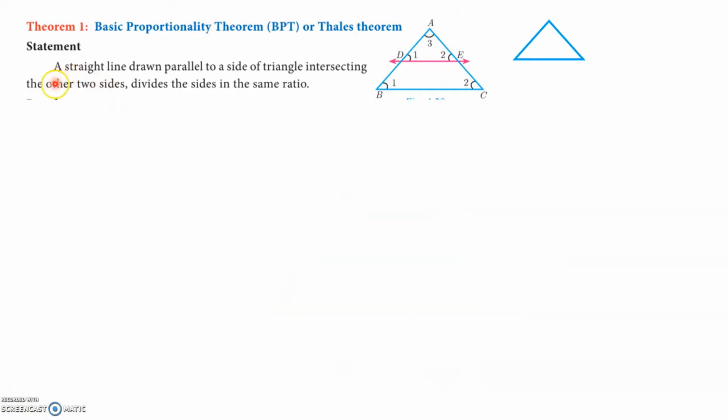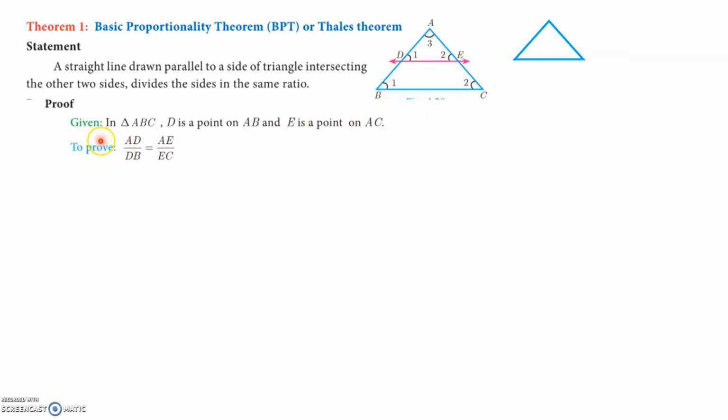Here we'll look into the statement of the theorem. So the statement says a straight line drawn parallel to a side of a triangle intersecting the other two sides divides the sides in the same ratio. So that's the statement. So what does that mean? It means that the line DE divides the two sides by the same ratio, and also DE is parallel to BC.